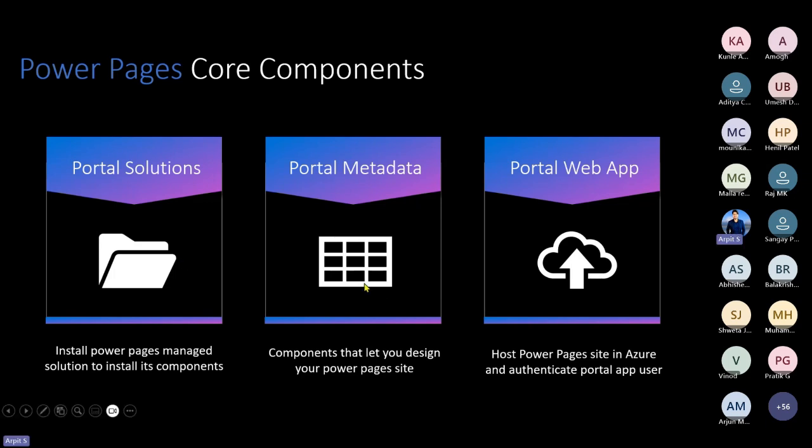Portal metadata. Once your solutions are installed, of course, some tables also get created where you actually do the configuration, and you get some default metadata available. Metadata means some tables, some forms, some views, some inbuilt tables you will get from the portal. And then the portal web app. I talked about this in the architecture part. Whenever you create the portal, it creates a web app in the Azure Active Directory. So these are the three core components that basically help you create the website.